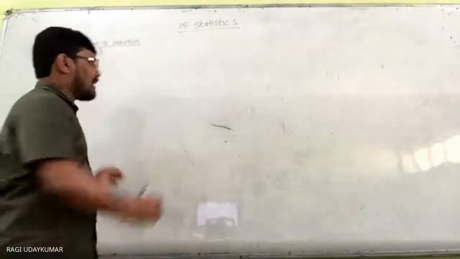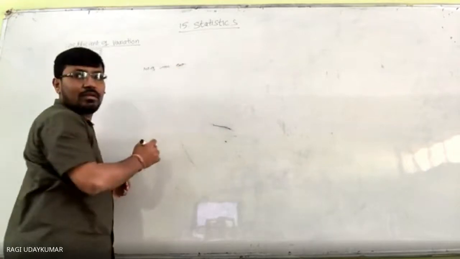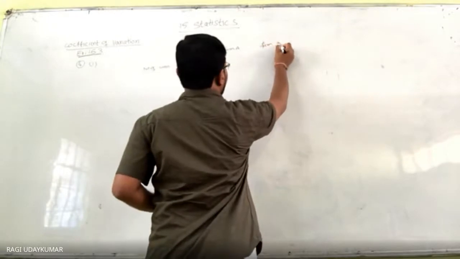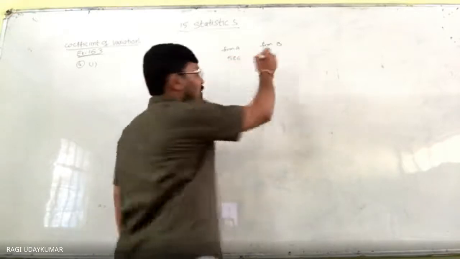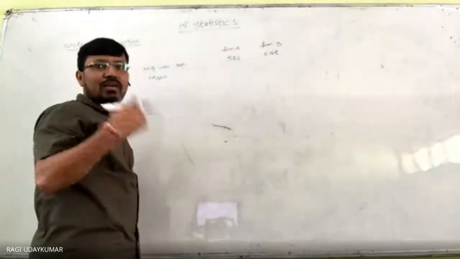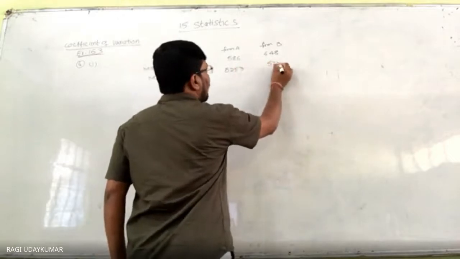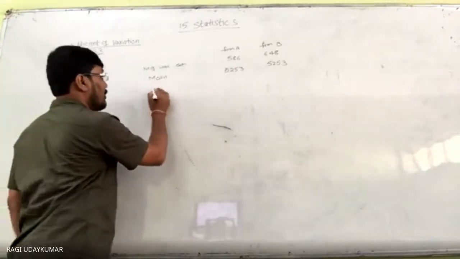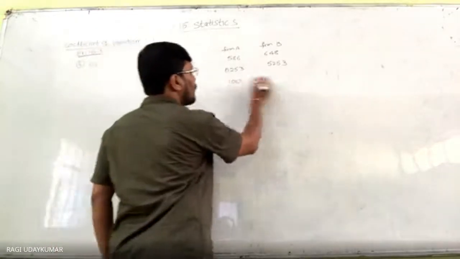The data is given like this. The number of wage earners for firm A is 586 and for firm B is 648. The mean of the monthly wages in both cases is 5253, and the variance is given: here 100, here 120.